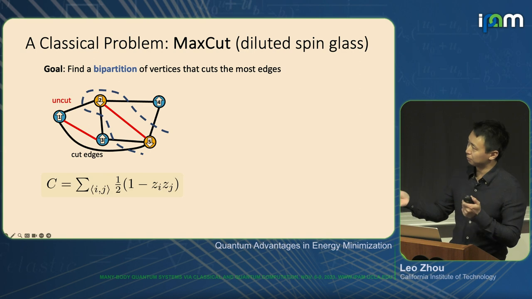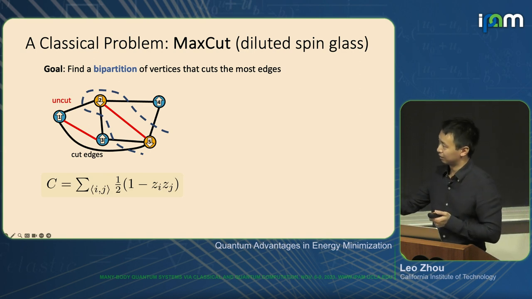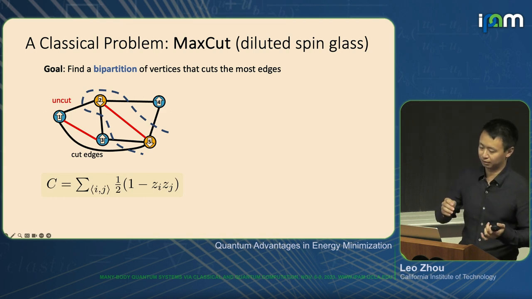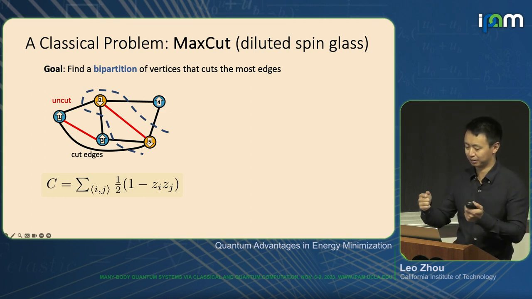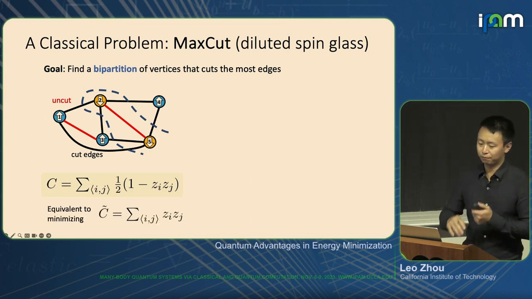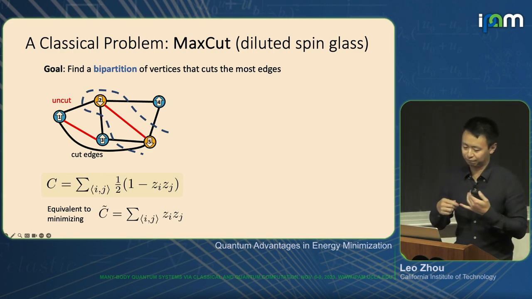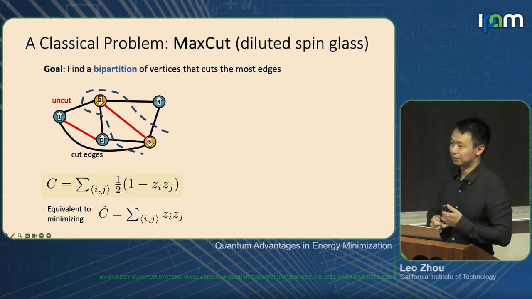And if the two spins across an edge disagree, then this term contributes one. And if they agree, they contribute zero. So basically, you want to maximize the number of disagreements across all the edges. A more physical way of thinking about this is you're minimizing the energy of some anti-ferromagnetic Ising spin glass.